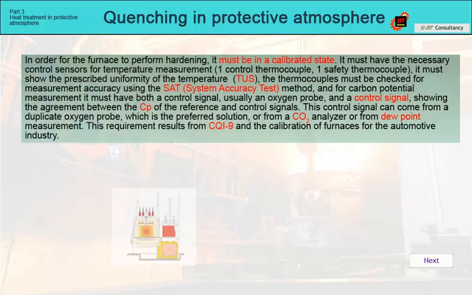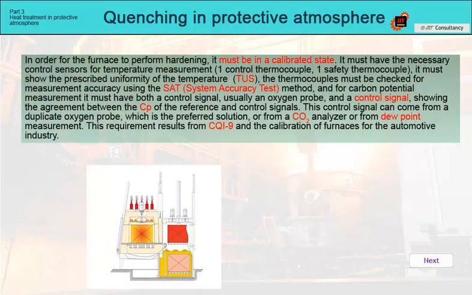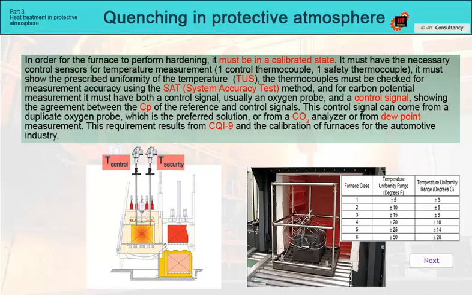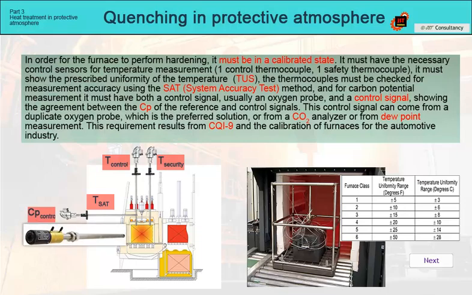In order for the furnace to perform heat treatment processes, it must be in a calibrated state. It must have the necessary control sensors for measuring temperature, at least one control thermocouple and one safety thermocouple. It must show the prescribed uniformity of the temperature according to AMS 2750 or CQI 9. The furnace thermocouples must be checked for measurement accuracy using the SAT test, and for measuring and regulating the carbon potential, it must have a control signal, usually from an oxygen probe.